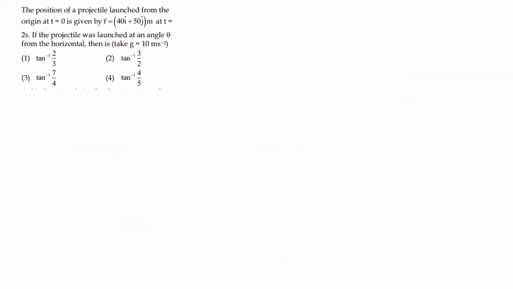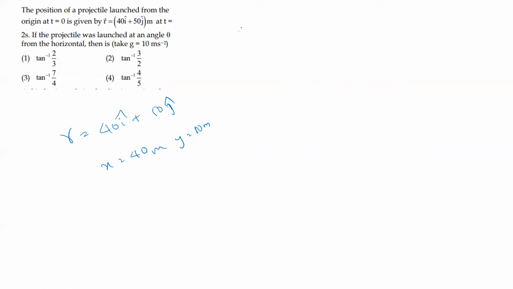Next, the position of the projectile launched from the origin at t is equal to 0. Position is given as r is equal to 40 i cap plus 50 j cap. What does it mean? Initial x is 40 meter, y is equal to 50 meter. What they are asking: if the projectile at t is equal to 2 seconds, was launched at an angle theta from the horizontal, then they are asking tan theta.